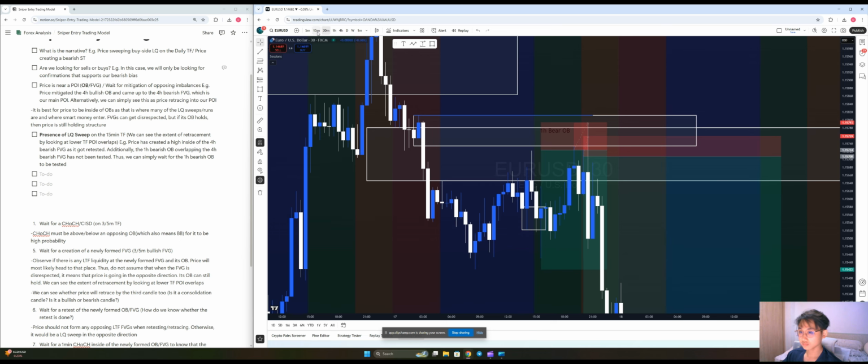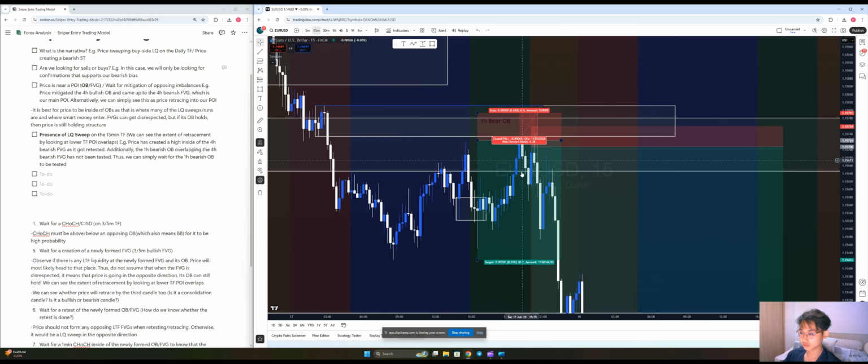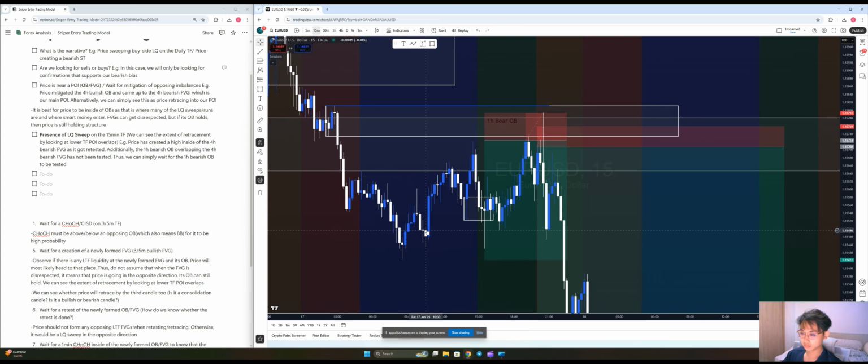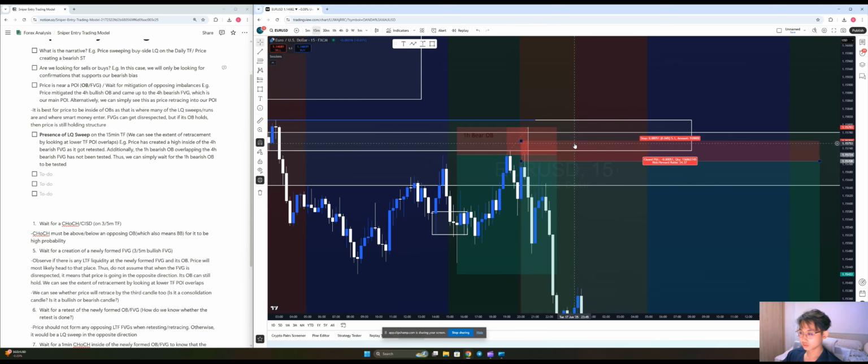So as usual, it's constantly mitigating opposing imbalances, right? Like mitigation to the order block, mitigation to the order block, right? So it's mitigation to the order block, come up, mitigation to the order block, and as it comes up, this will be a very small fair value gap. So you can see all the rest of the fair value gaps are significant, right? Except for this.